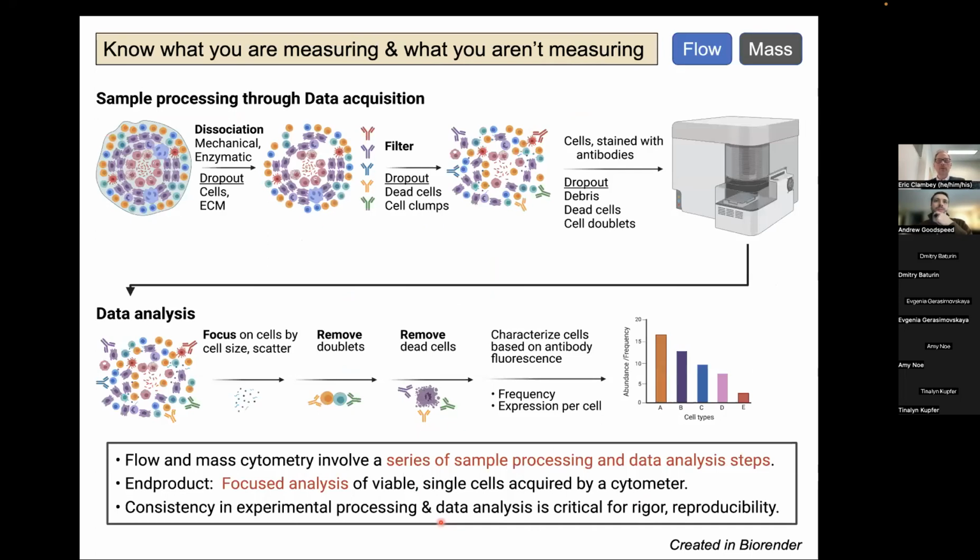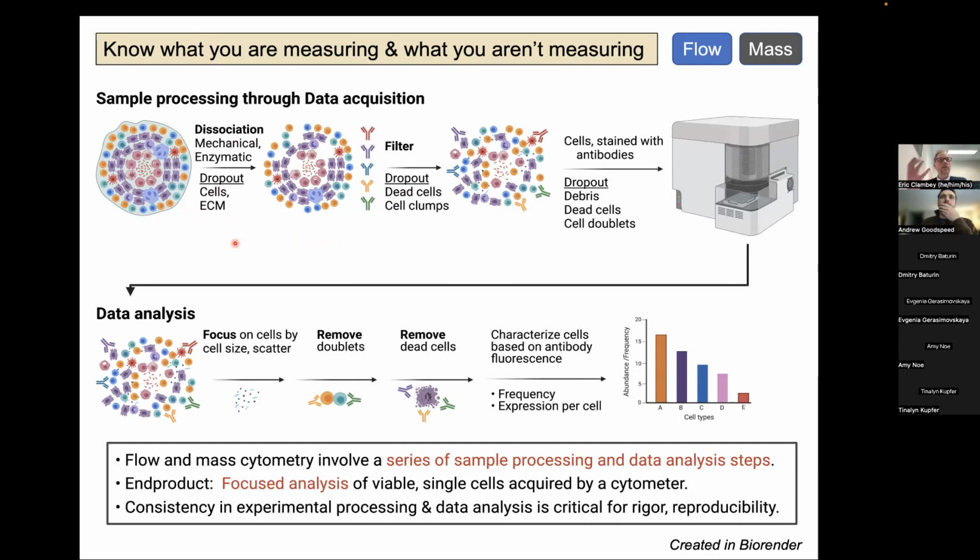I also would like to point out both the strengths of these technologies, but also to remind you about what these technologies are measuring and what they're not. So I already mentioned that they can't provide spatial context. I would also like to point out that in the process of obtaining a sample, for example, tumor tissue, ultimately, because cells need to be dissociated into a single cell suspension to be analyzed on a cytometer, there are a number of experimental and data processing steps along the way.